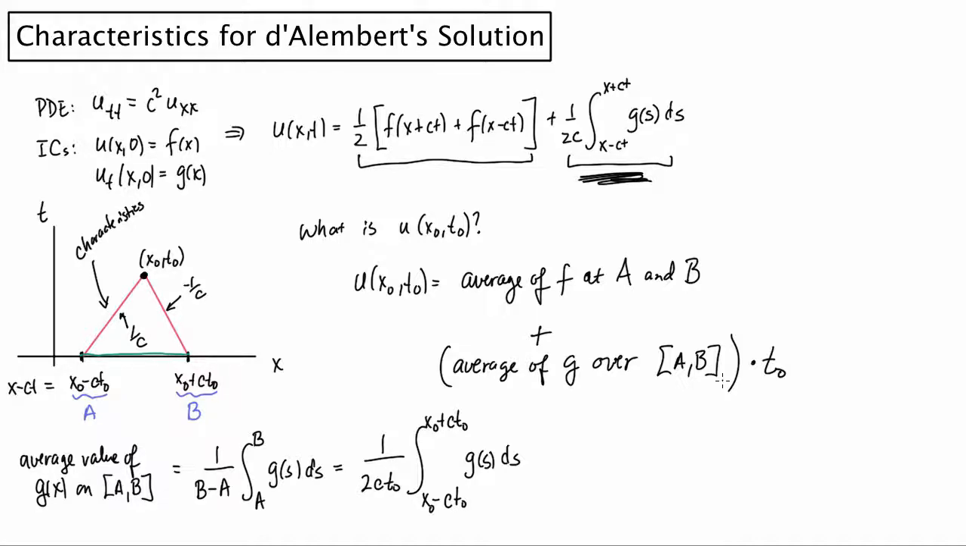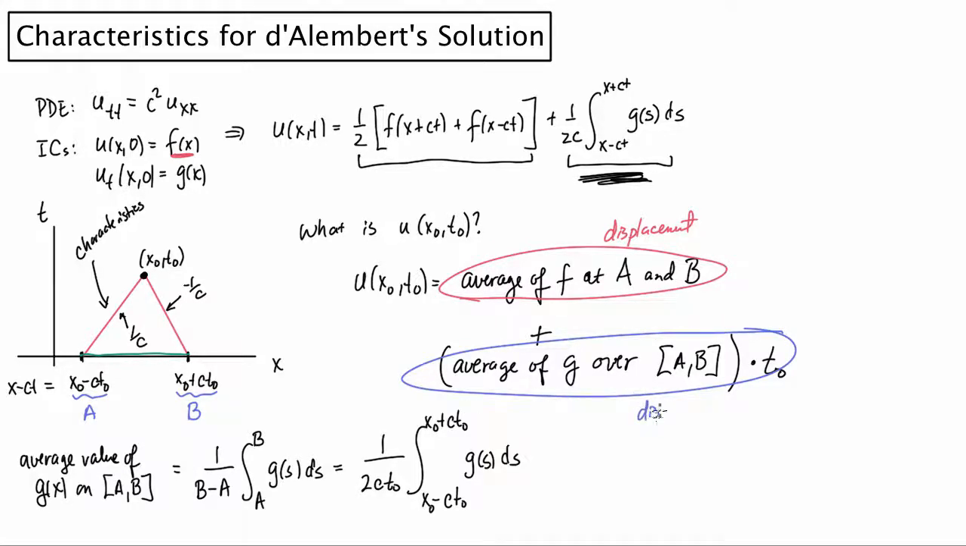Now let's think about that for a second. The average of g is the velocity, right? So we're talking about the average velocity over the interval times time. So what if you do velocity times time? That's displacement. So what you can see here is that this is definitely displacement. It's the average initial displacement of the initial waveform, f of x. And this is also displacement. It's the displacement due to the average velocity initially acting on the wave.